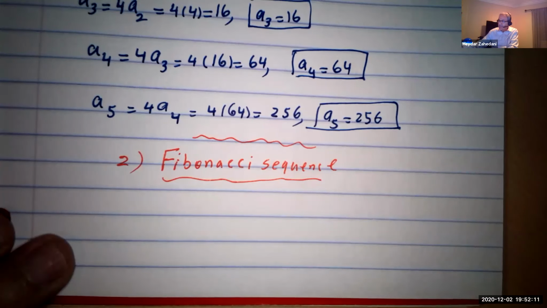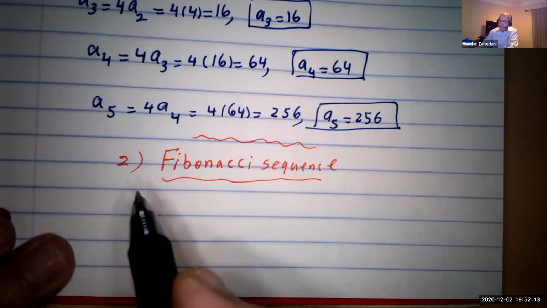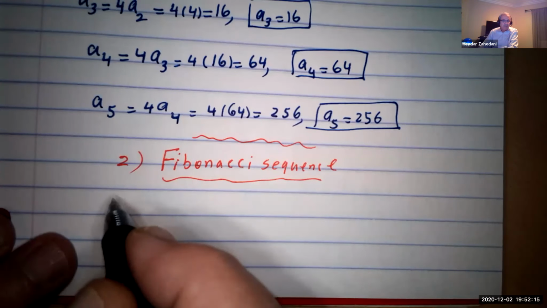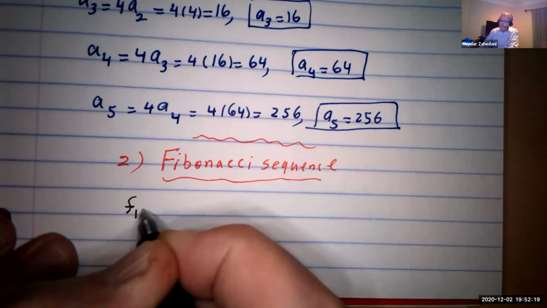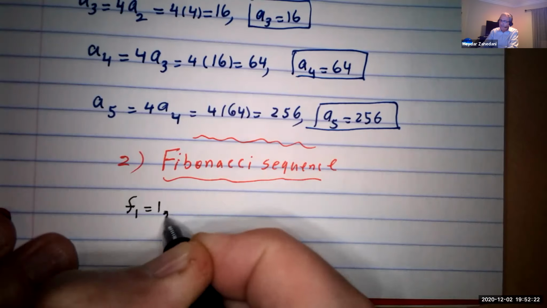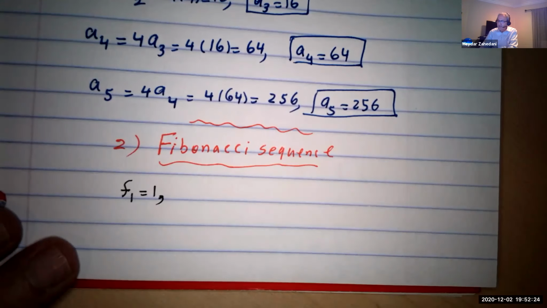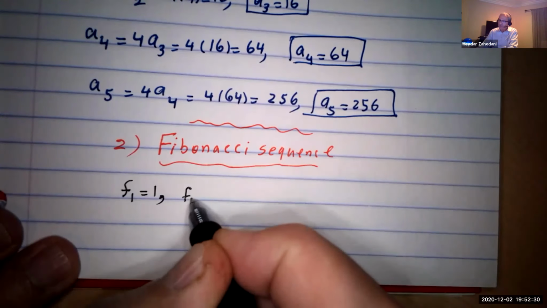This sequence is defined by the first terms. The first term is equal to 1. In some books, they start with F of 0, but I'm going to start with 1. F of 1 is equal to 1, and F of 2 is equal to 1.